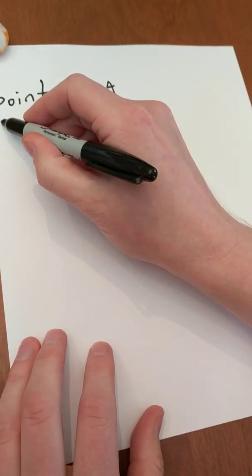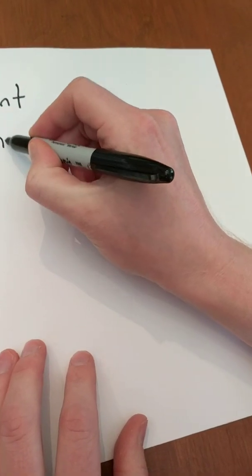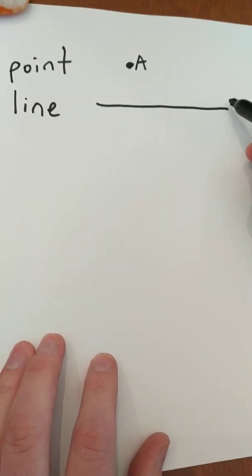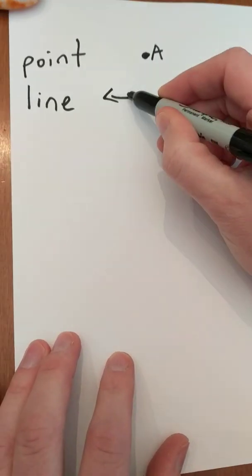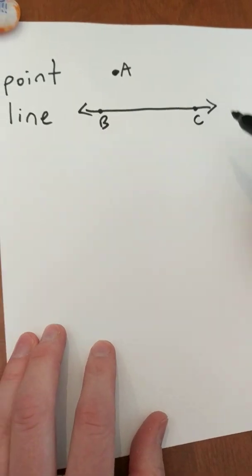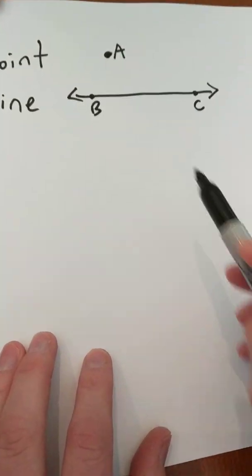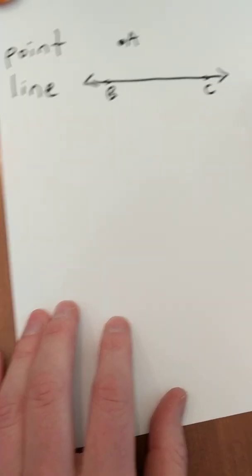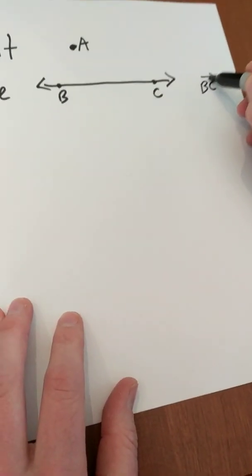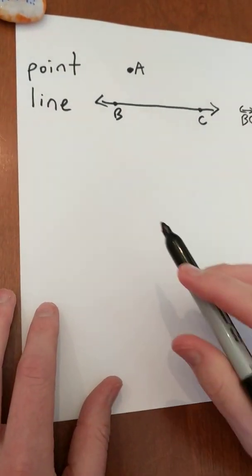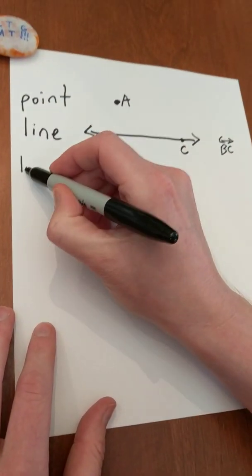The next thing is a line. A line looks like a line and has an arrow on both sides. And there are sometimes points on the line. This is line BC. Again, arrows on both sides, and you would write that like that, line BC. That is a little different than a line segment.